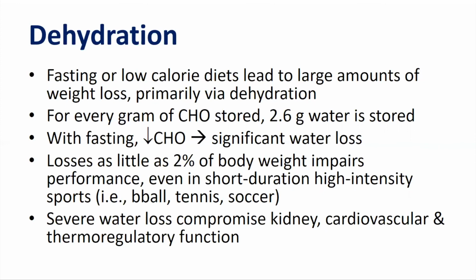Also, losses as little as 2% of body weight will impair performance. So say for instance, you weigh 150 pounds. If we multiply that by 2%, that results in a 3-pound weight loss. So for example, if you are dehydrated and you've lost 3 pounds due to water weight alone, this is classified as 2% of dehydration, or dehydration where your body weight has been reduced by 2%, and this would impair your sport performance.